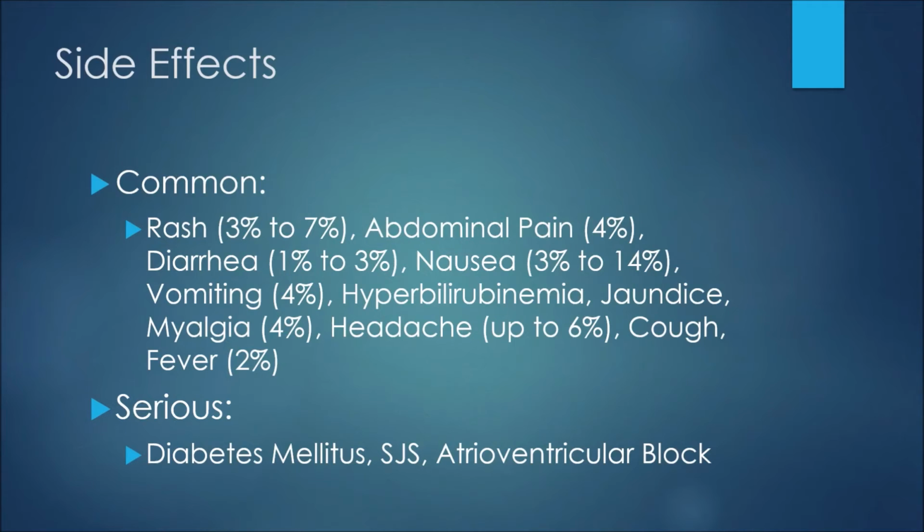A rash may occur in 3 to 7% of patients, while abdominal pain may occur 4% of the time. 1 to 3% of patients may experience diarrhea, and nausea comes in at 3 to 14%. Vomiting at 4%, and hyperbilirubinemia would happen in some patients, as well as jaundice. Myalgia or muscle pain may happen 4% of the time, and a headache may happen up to 6% of the time. Some patients may experience a cough, and 2% of patients may experience a fever.